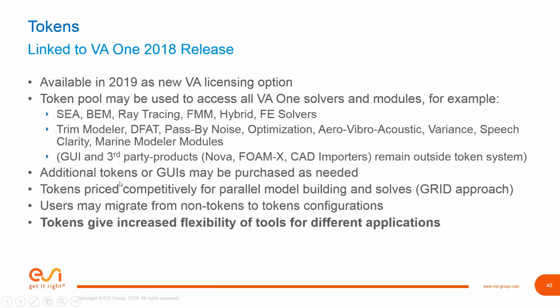You'll also see that the tokens are competitively priced for the grid approach, for parallel model building and solves. And of course, everybody right now is a non-tokens user, and everyone will get the chance to step forward and migrate to tokens if they wish. You can't have half and half, so you need to make a decision, but tokens are really flexible, powerful, and many users already have expressed interest or commitment in migrating and taking advantage of these benefits.